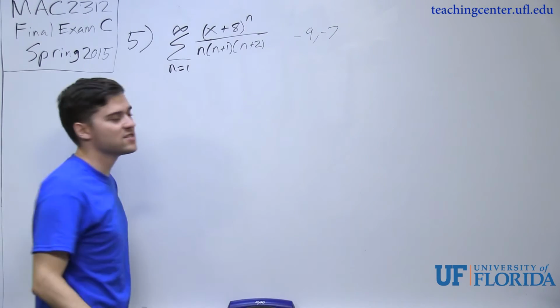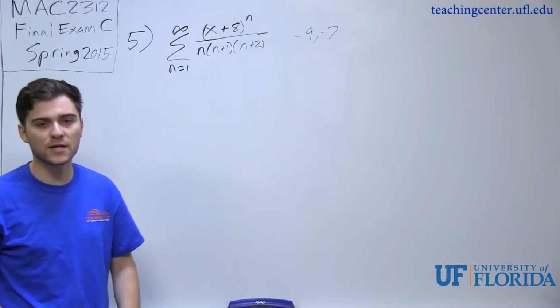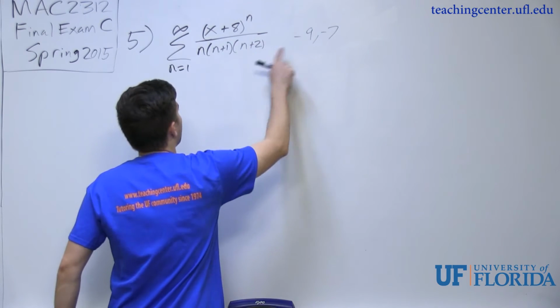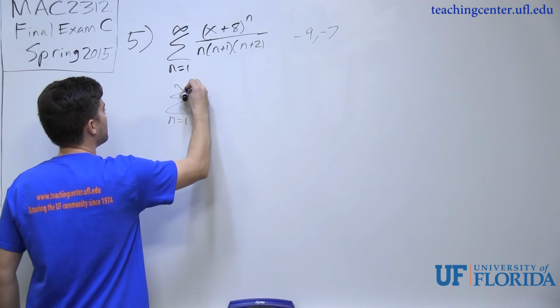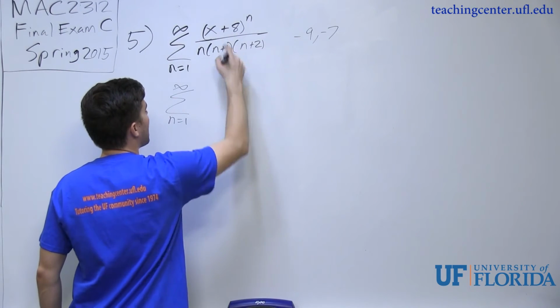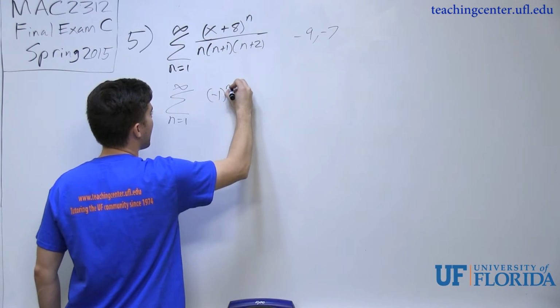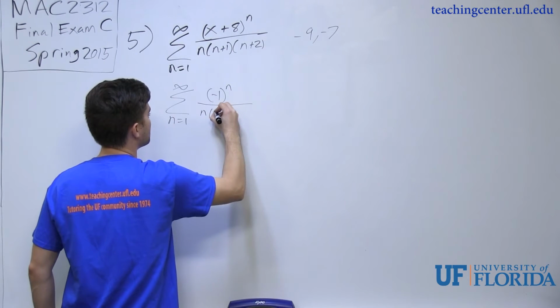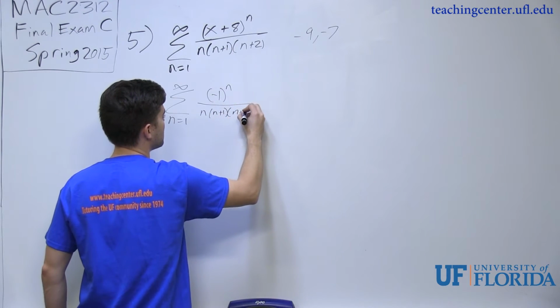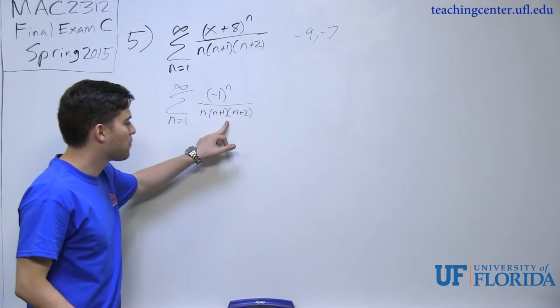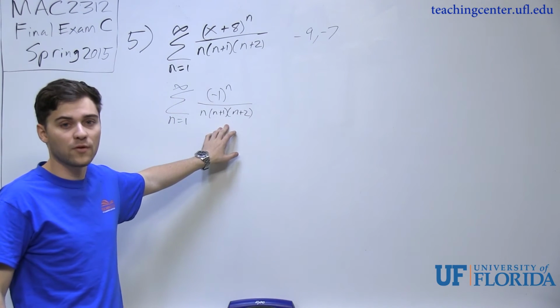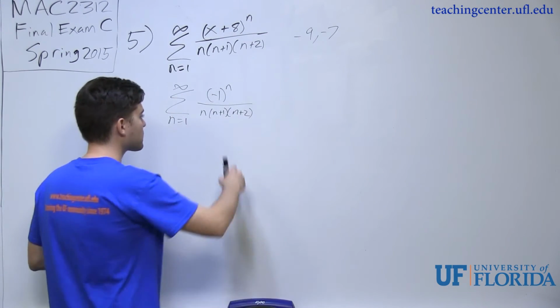I'm going to test my endpoints and see if I have to make them exclusive or inclusive. So I'm going to plug in -9 first. When I do that, I end up with the sum from n equals 1 to infinity of (-9 + 8), which is (-1)^n, over n times (n + 1) times (n + 2). So this is now an alternating series, so I can apply the alternating series test to prove whether it converges or diverges.